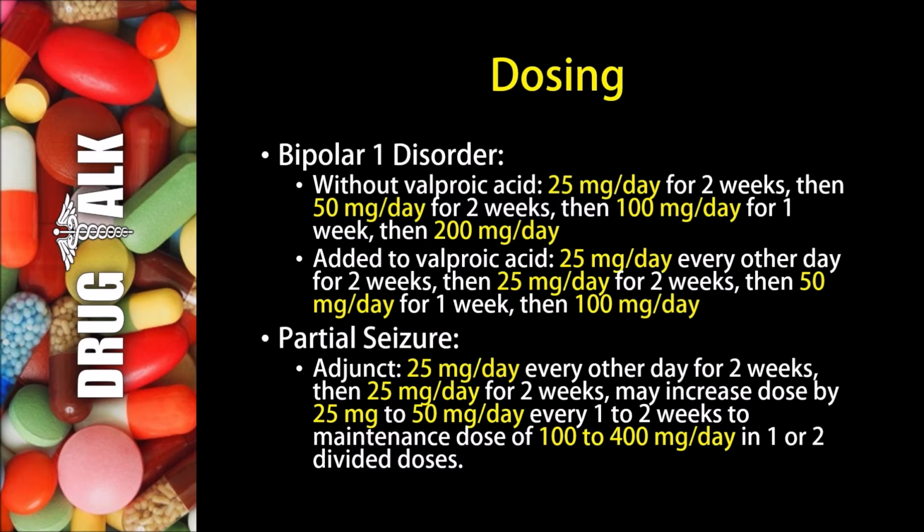In partial seizure, when it's being used as an adjunct therapy or add-on therapy, we would typically see 25 milligrams every other day for 2 weeks, then 25 milligrams a day for 2 weeks, then may increase the dose by 25 or 50 milligrams a day every 1 to 2 weeks, with a maintenance dose coming in somewhere between 100 to 400 milligrams per day in 1 or 2 divided doses.